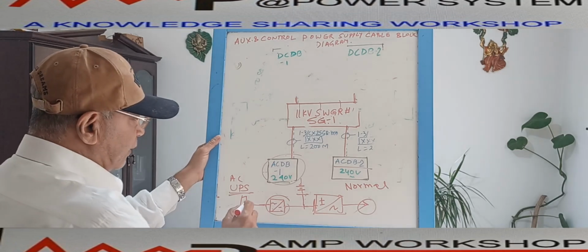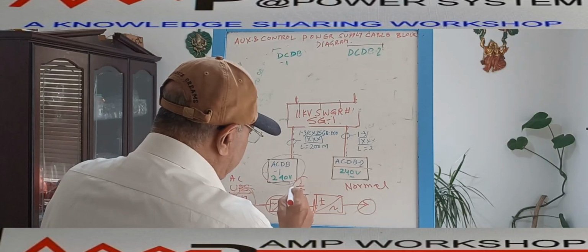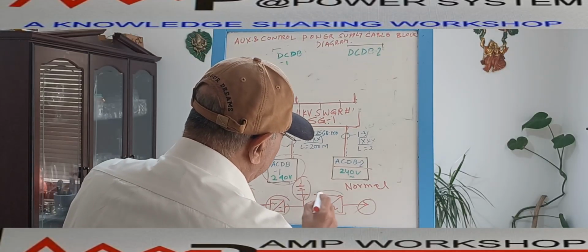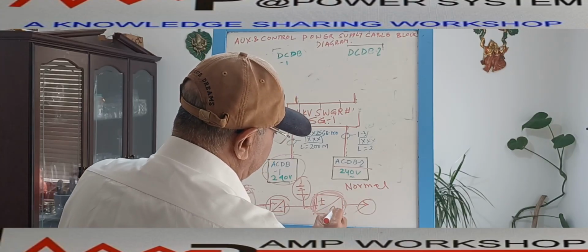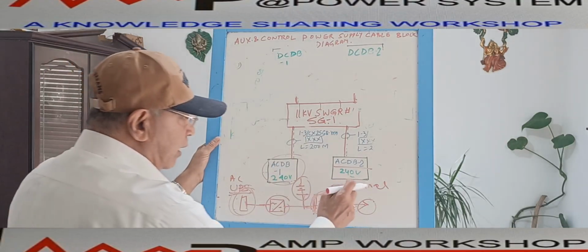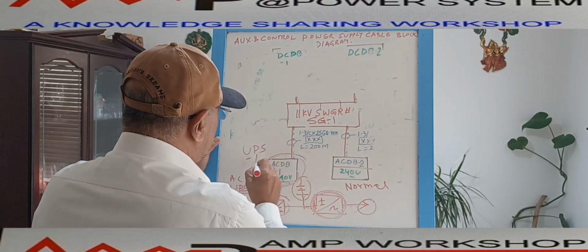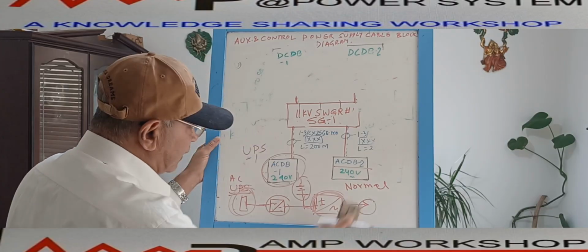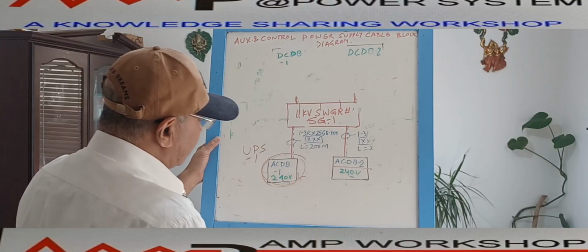So if in any case this main power supply fails, then immediately this battery will give the power supply to this converter, which is converting DC to AC, and that AC will give the power supply to the switchgear. So this one is the normal, and this is the UPS supply. So we are giving two supplies, and this supply is coming to the switchboard. Now here is the problem.